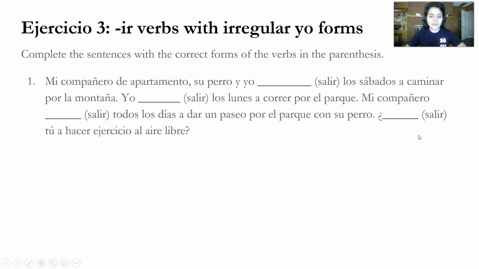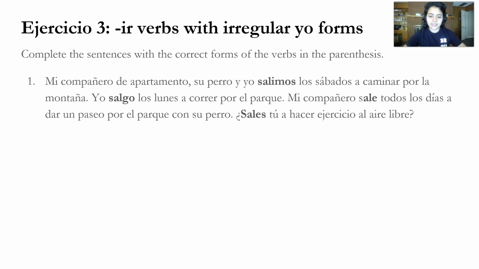Great. So we're going to do an exercise. IR verbs with irregular yo forms. Complete the sentences with the correct forms of the verbs in the parentheses. Here you can check your answers.